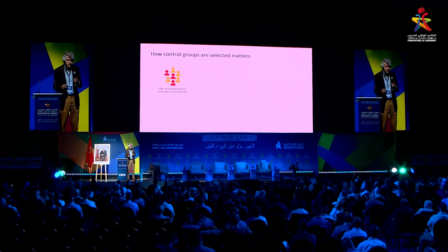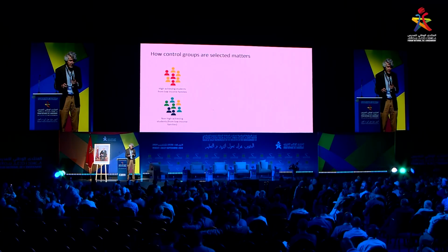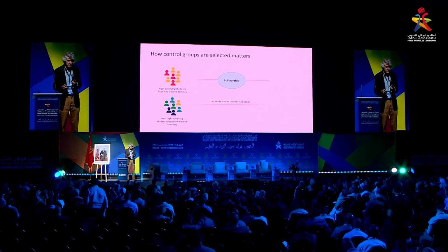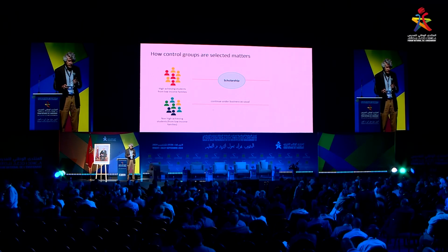So these are the students. This little thing in the upper left is the students in the program. They're from low-income families and they're high-achieving students. And then we might say, well, let's take some other students from low-income families that are not in the program. But the ones who are not in the program from the low-income families are the ones who are not high-achieving. So already we know that those students are going to have lower test scores than the ones in the high-achieving program, okay?